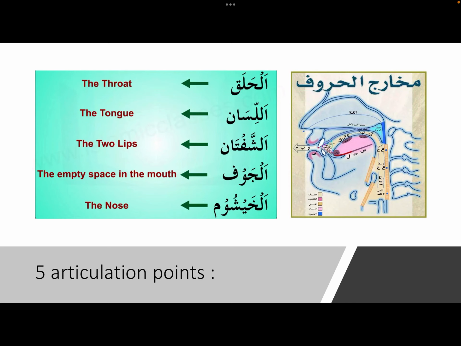So, according to the Tajweed rules, there are 5 articulation points which are known as Makharij al-Huroof. The first group of letters is articulated from the throat, which is known as Huroof Halqi. A few of them are articulated with the help of the tongue, which are known as Huroof al-Lisan. A few are Huroof al-Shafatan, in which our two lips are involved. A few of them are pronounced from the empty space in the mouth, which are known as Huroof al-Jawf. And a few of them can be uttered from the nose, which are known as Huroof al-Khayshum.